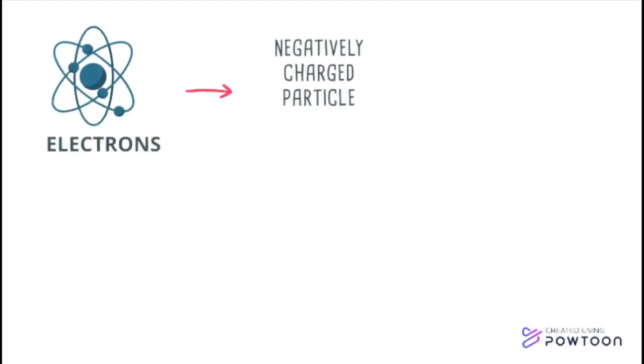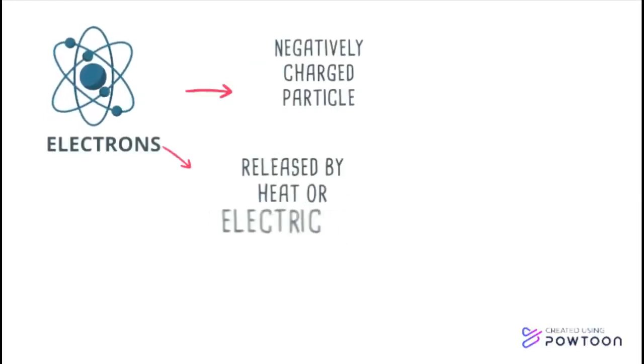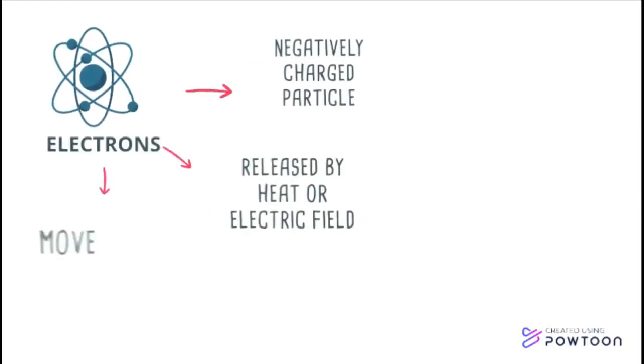First of all, let's talk about the electron. It is a negatively charged particle of an atom that can be released by heat or an electric field and can only move freely in a vacuum space.